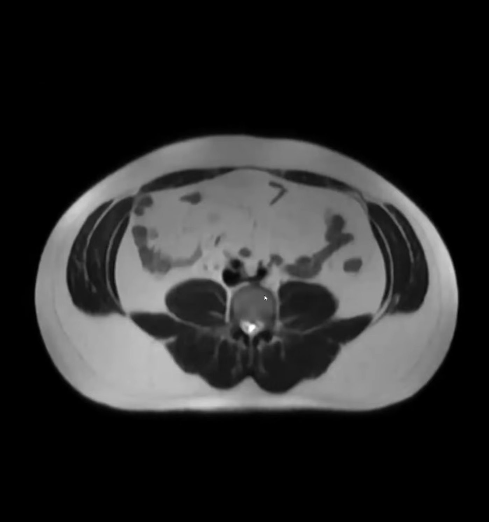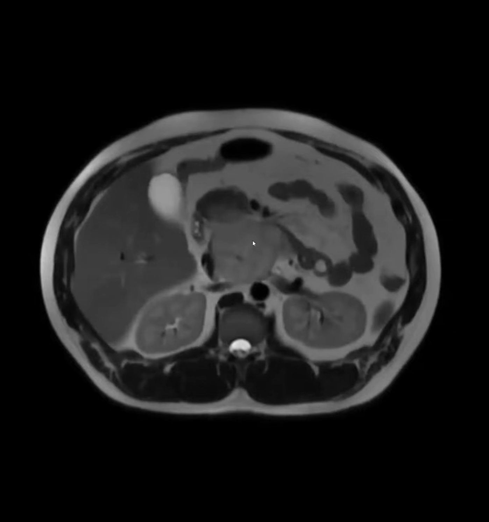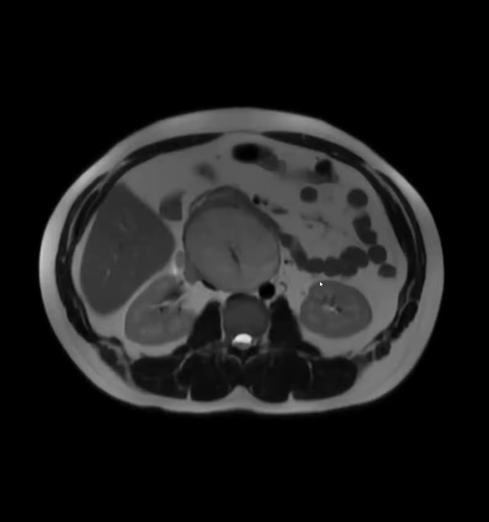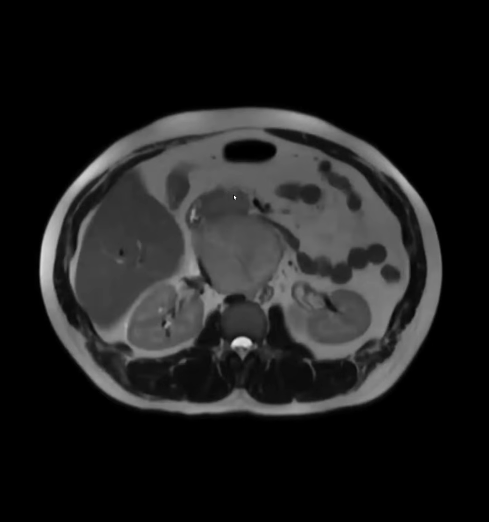I thought I saw a claw sign, but maybe it's not. I don't know. Well, it's always tricky. Wait, you're right, actually, because I thought that T2 hyperintensity was the pancreas, but it's not. The pancreas is a little bit hypo, exactly, here, right? So this is the pancreas. Yeah. Do you then have the coronal?